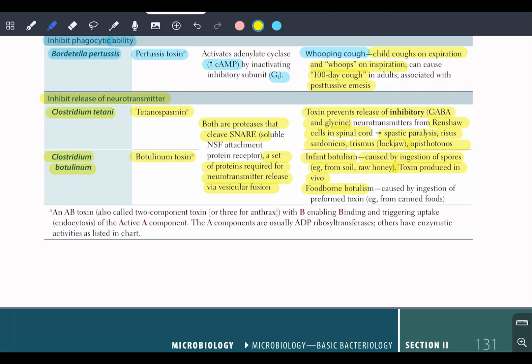It can be foodborne botulism, and that is caused by the ingestion of a preformed toxin from canned food. So canned food can also cause botulinum toxin ingestion problems. Now what is written over here, let me discuss.